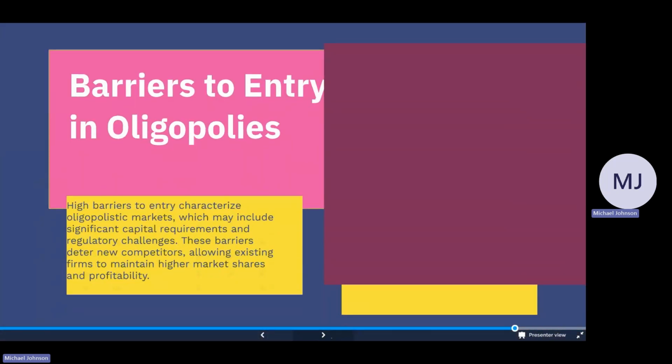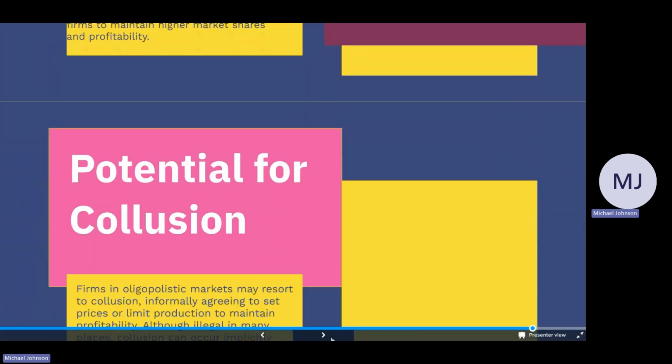Barriers to entry in oligopolies. High barriers to entry characterize oligopolistic markets, which may include significant capital requirements and regulatory challenges. These barriers deter new competitors, allowing existing firms to maintain higher market shares and profitability.